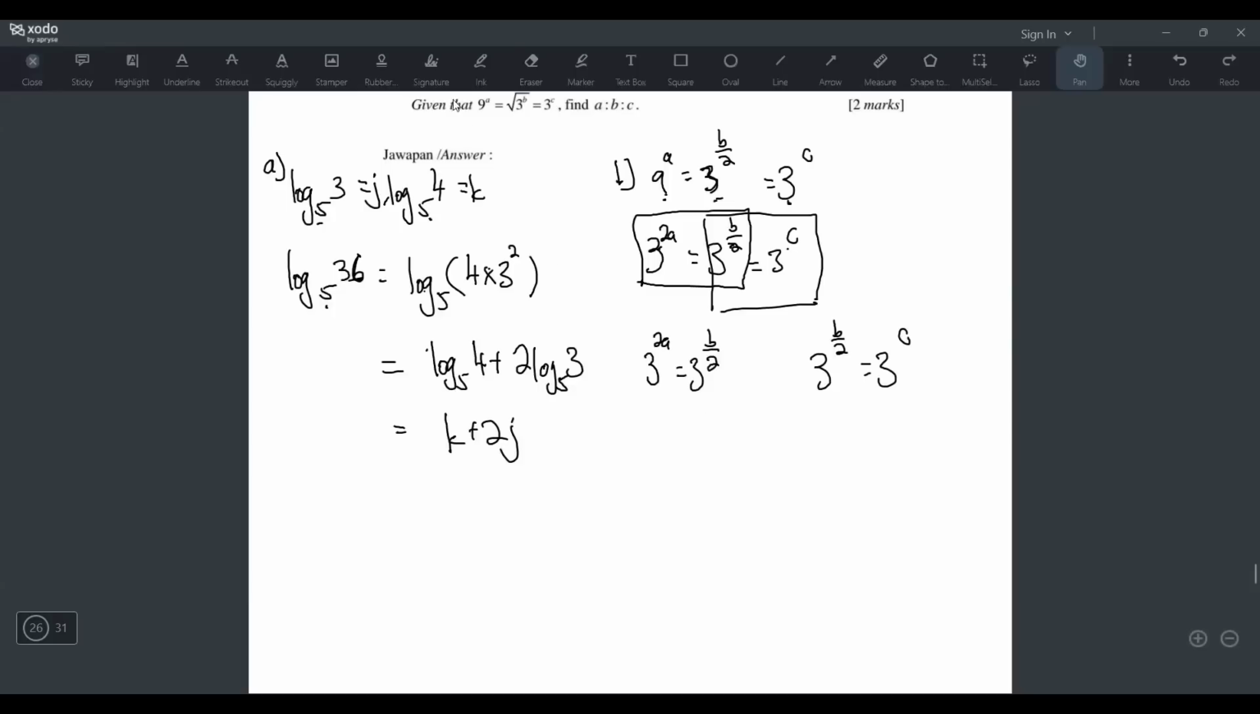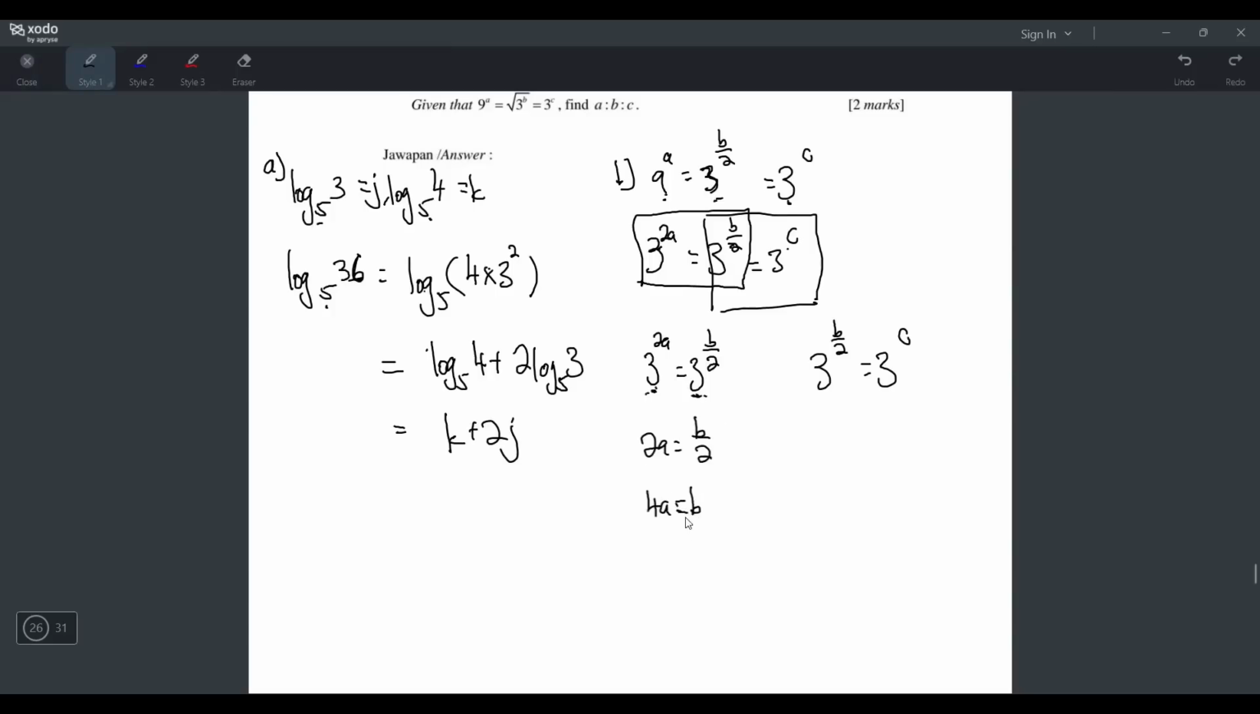And after you reach here, I realize same base both sides. So we can compare. If the base is the same for both sides, then the power automatically will be the same both sides. So you can compare the power. 2A is B over 2. And now the 2 becomes 4A equals B. And now you can find A over B, which is 1 over 4. It means A ratio B is 1 ratio 4.